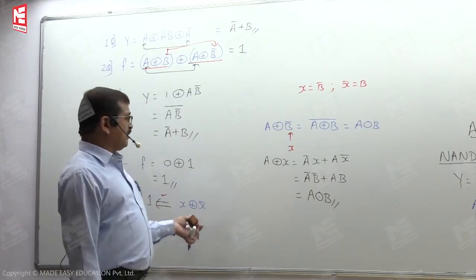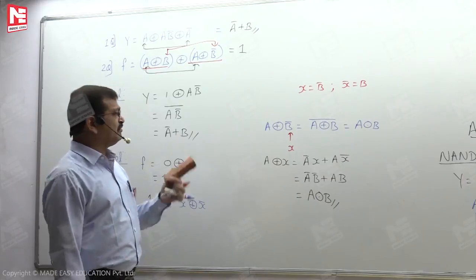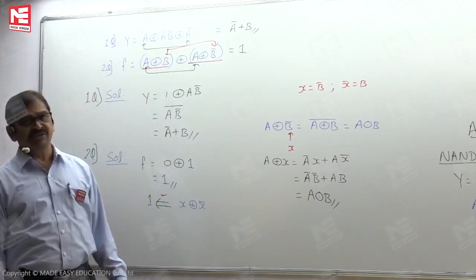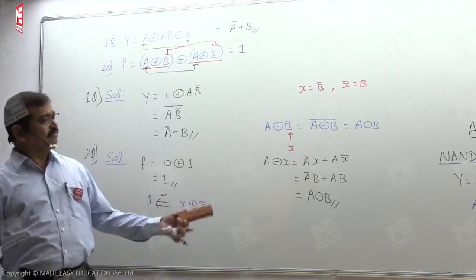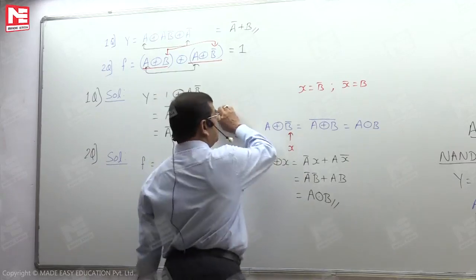So while working on this problem, while thinking like this, we are by default learning a new relation. The new relation we are looking at is A exclusive OR B bar is equal to A XNOR B. Such a new relation we are able to understand, we are able to identify.